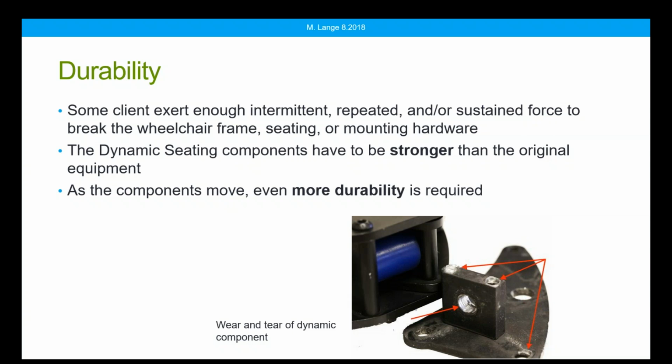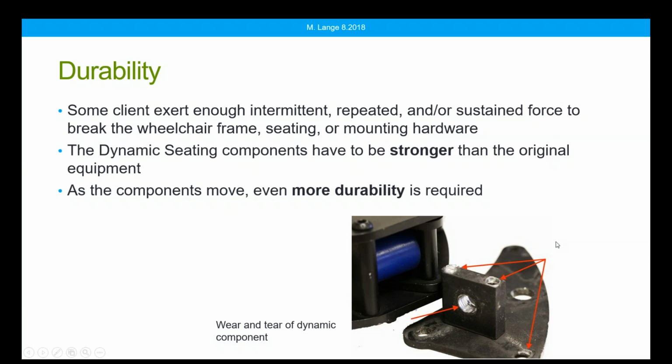Talking about preventing client injury and equipment breakage, we have to talk about durability, because if a client is capable, if they have enough intermittent, repeated, or sustained forces to break the wheelchair frame, the seating or the mounting hardware, then this dynamic seating component has to be stronger than the original equipment. And since the component moves, that makes this really difficult. It's hard to design something that's stronger than the original equipment and that needs to move. So we need something that's very, very durable.